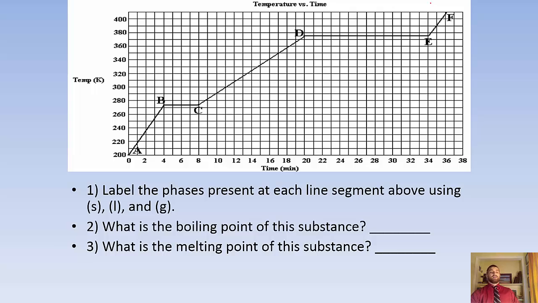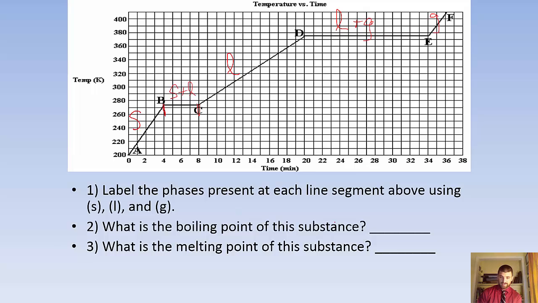So let's take a look at another example. Question 1 says, label the phases present in each line segment. So hopefully you guys got this, right? You go, all right, well, it's starting out at a low temperature, so that's got to be a solid. Then C to D has got to be a liquid, and then E to F would be a gas. All right, well, what's happening? What's present between B and C? Here we have solid and a liquid. Same with D to F, we got liquid and a gas during the phase change.